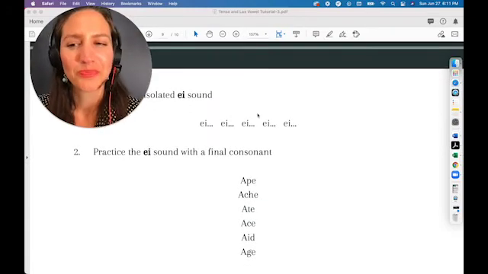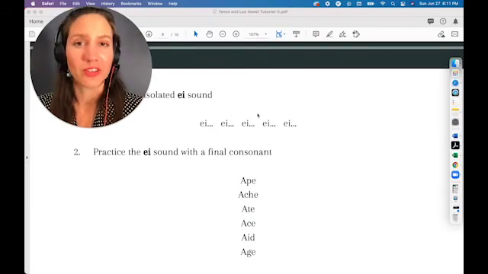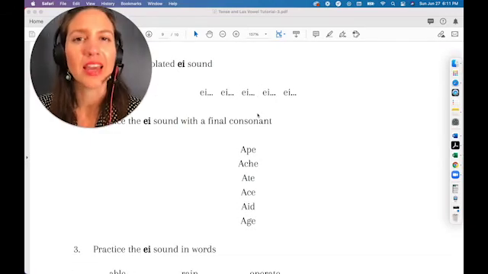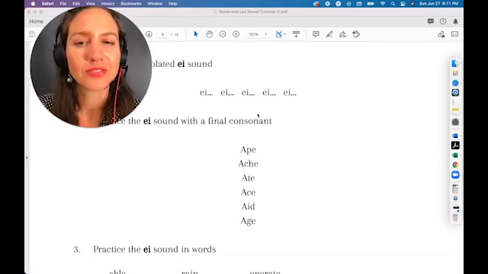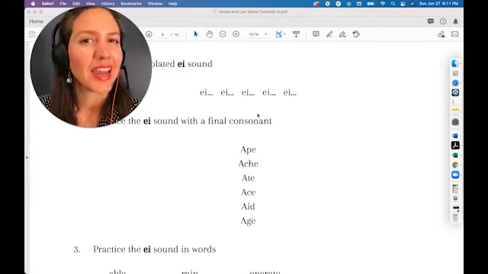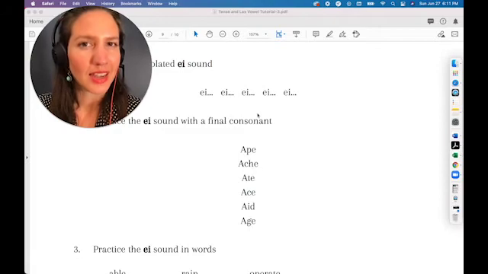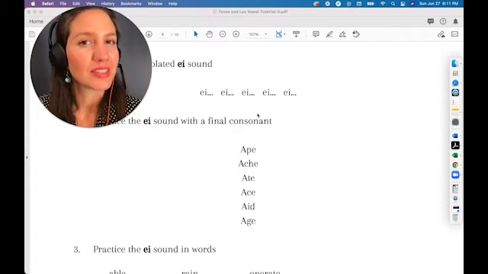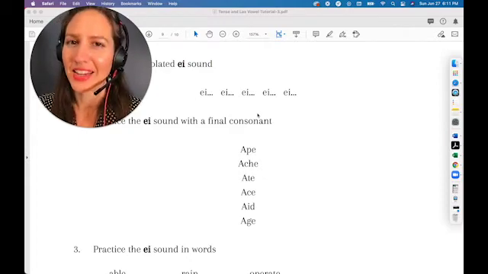Number 2, practice the A sound with a final consonant. Ape, ache, eight, ace, aid, age.